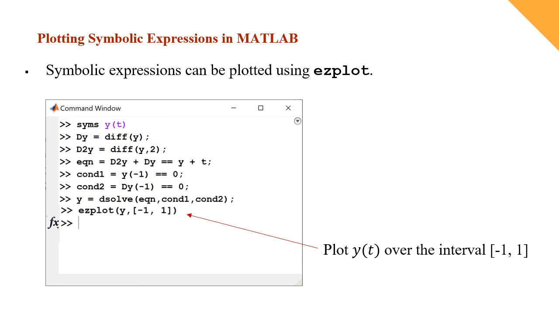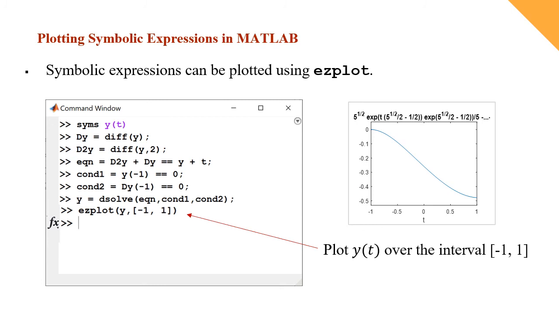ezplot can only be used with symbolic expressions in MATLAB. So you only use it for expressions, you cannot use it for numerical arrays. If you have numerical arrays, you'll have to use the function plot or the bar plot, depending on the application. Without providing the interval for the x-axis, the function ezplot will determine the best range that it's possible for it to use.